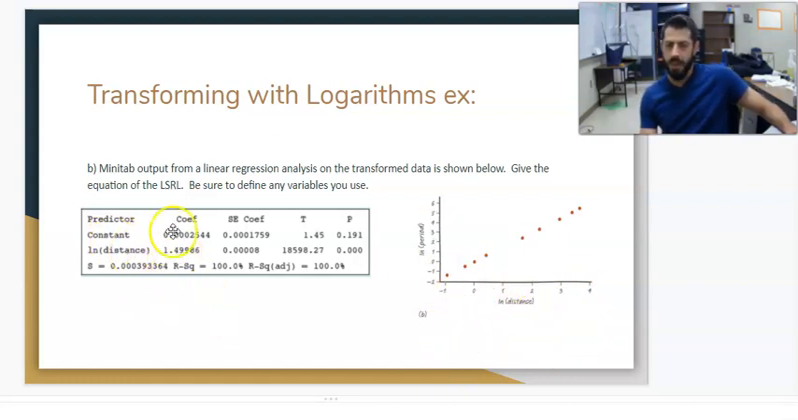Remember when we're reading these, we don't care about anything over on this side, and we don't care about the r squared adjusted. We just care about this, and then these two down here. This is the standard deviation of the residuals, which we don't care about right now. And this is r squared, which we also don't care about right now. But keep in mind, this is a 100% r squared. That's really good.